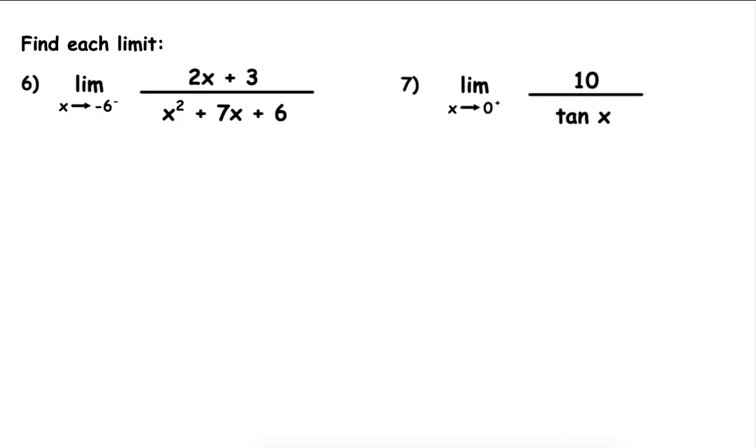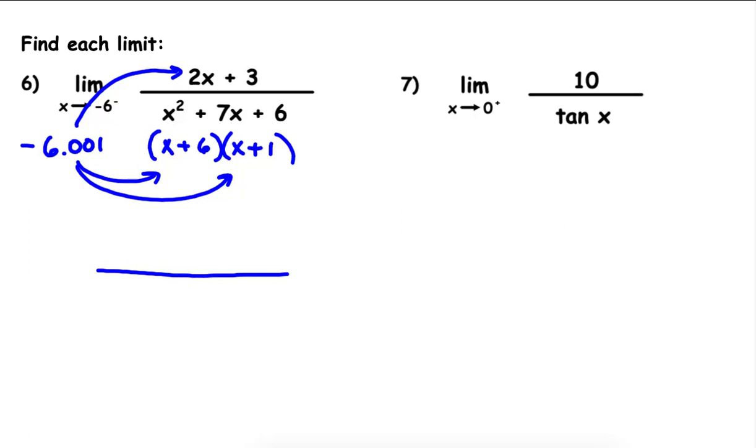If you plug a negative 6 directly in, I'm going to try to not have to use the superscript. That would be negative 12 plus 3. It'd be near negative 9. But if you plug a negative 6 into the denominator, you're going to be dividing by 0. I know this because the denominator will factor into x plus 6, x plus 1. Plugging a negative 6 into that is going to get the first parentheses to become a 0. So no good. I do have to plug in negative 6.001.